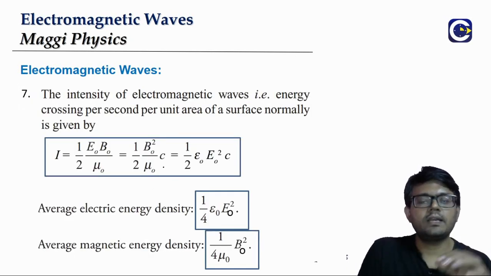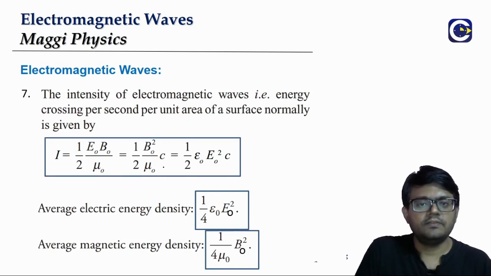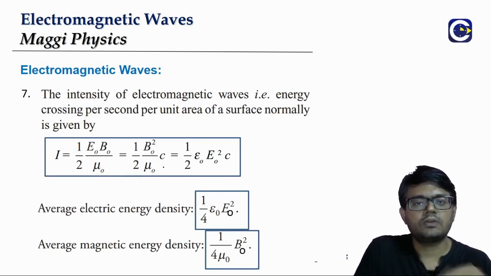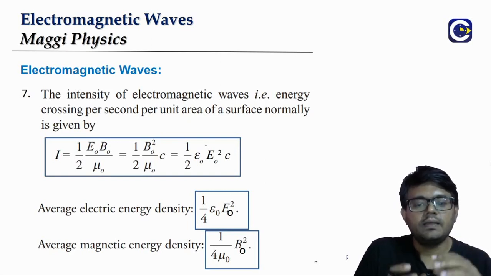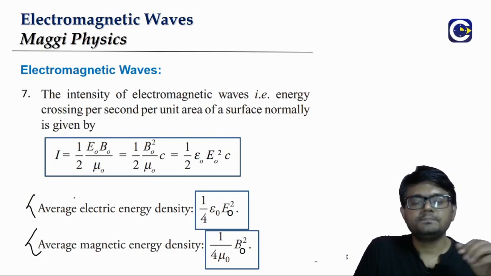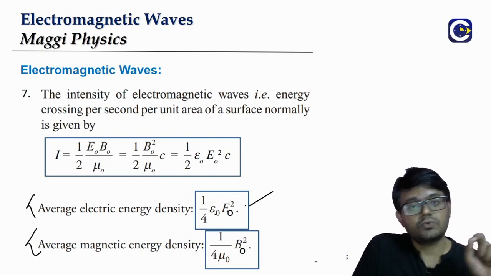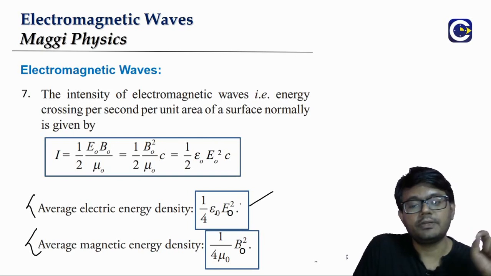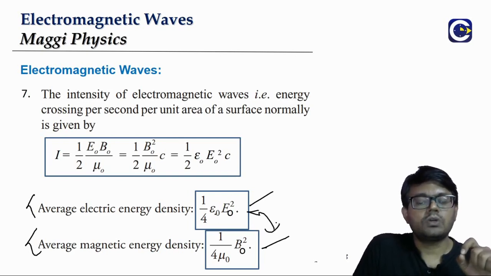If you look at electromagnetic waves, it is a form of energy. From the sun, the way we get the energy is because of electromagnetic waves. So what is the energy density of the electric field part and of the magnetic field part? The average energy density of the electric field part will be 1/4 epsilon naught into E0 square, where E0 is the amplitude of the electric field. And the average energy density of the magnetic field part is B0 square by 4 mu naught. Actually these two will be equal only.